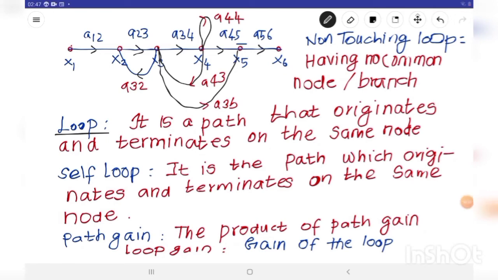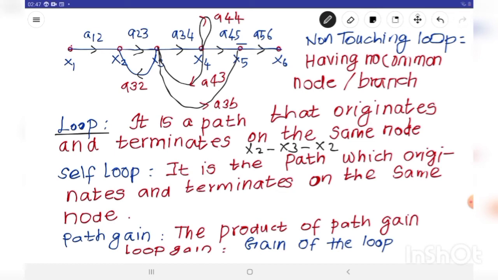Next I am going to explain loop. It is a path that originates and terminates on the same node. See here, consider the node x2: x2, x3 and x2. That is considered as a loop because the path starts from x2 and reaches the same node x2. So this is the loop.